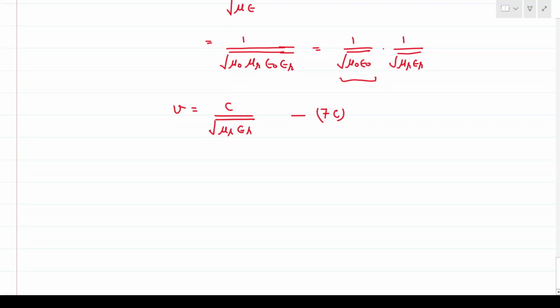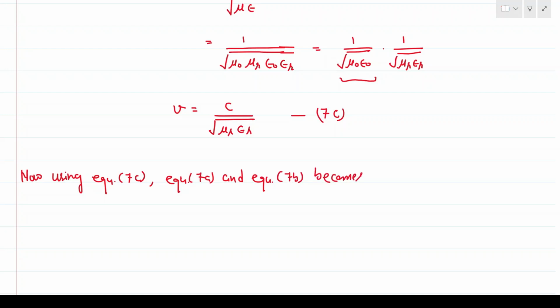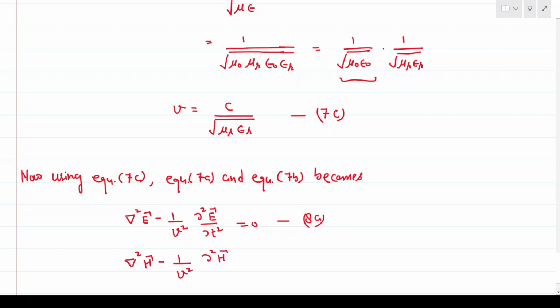Now using equation 7c, equation 7a and equation 7b become del square E minus 1 over v square del square E over del t square equal to 0. This is equation number 8a, and del square H minus 1 over v square del square H over del t square equal to 0, and this is equation number 8b.